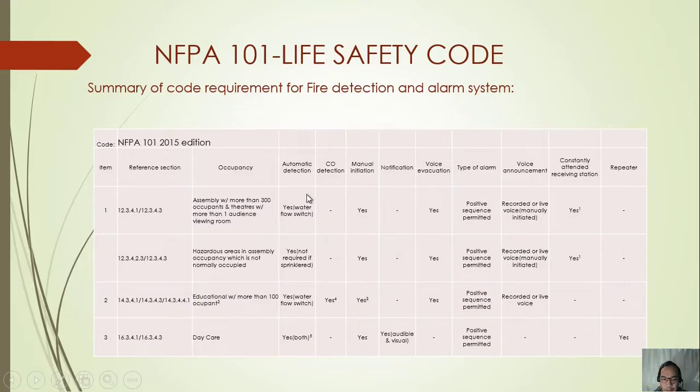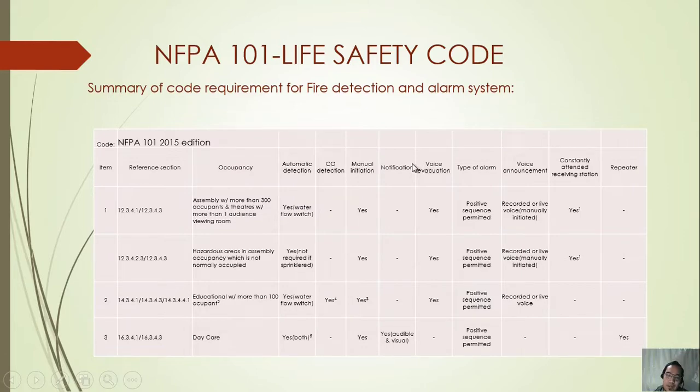If it's only for sprinkler, I also mentioned here just water flow switch. If it's for both, so it's both initiating and water flow switch. I'm mentioning also here both. If there's a requirement for CO detection, there is also a separate column for that. Manual initiation, if there's a requirement for manual push station.